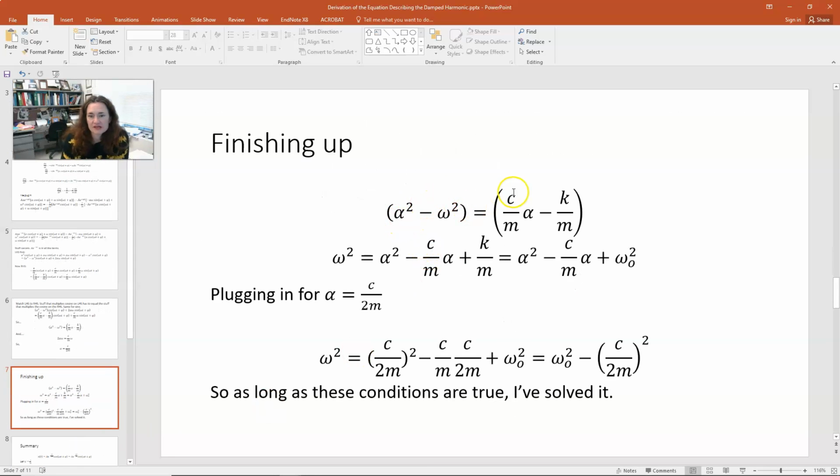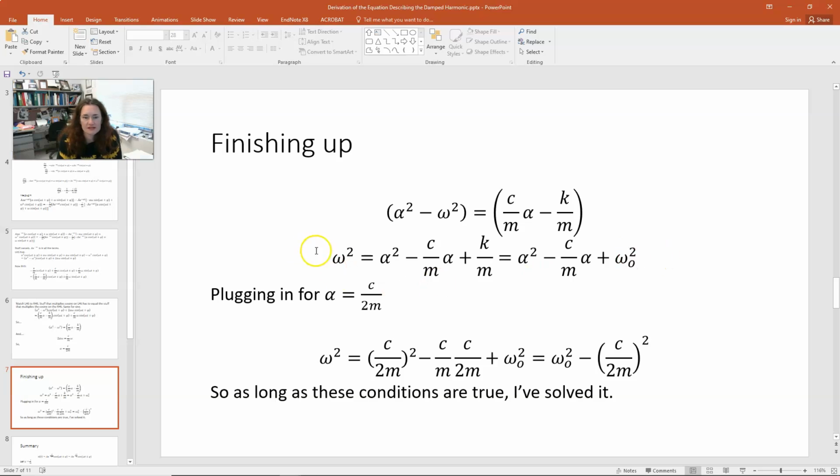So we had alpha squared minus omega squared equals c alpha over m minus k over m. But we know what alpha has to be if my guess is true. So why don't we go ahead and solve for what omega would be with this damping, plugging in for what we know about alpha? I want to know what my new frequency is. So in order to solve for my new frequency, I'm going to rearrange that equation and solve for omega squared. If I do that, I've got omega squared is equal to alpha squared minus c alpha over m plus k over m.